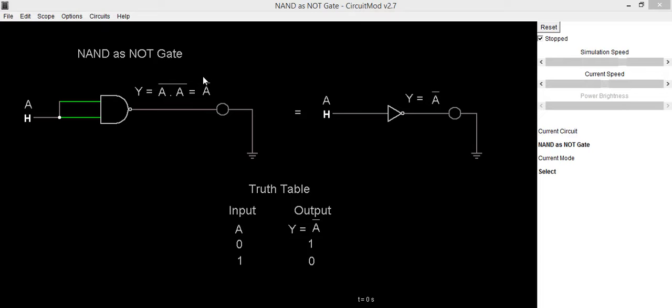So here you can see its circuit. On the left hand side, you can see this is a NAND gate. All inputs of the NAND gate are connected together and have a single input. And its output is connected to an LED to verify its truth table.